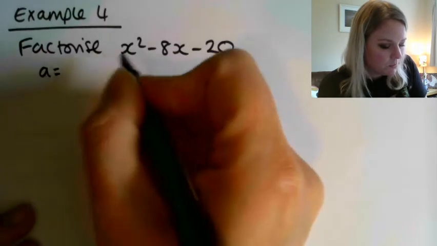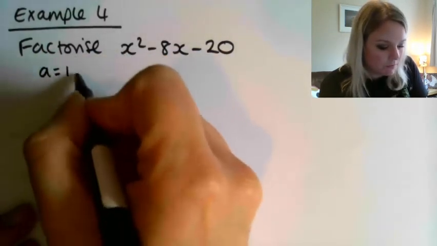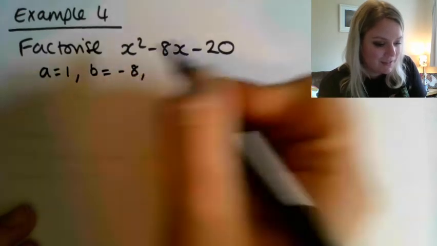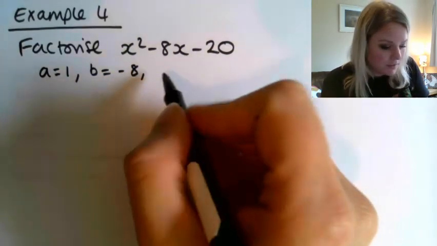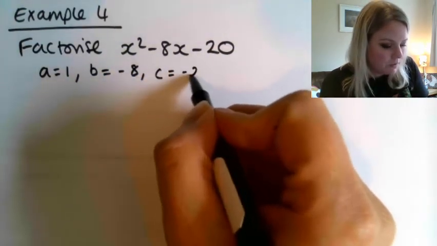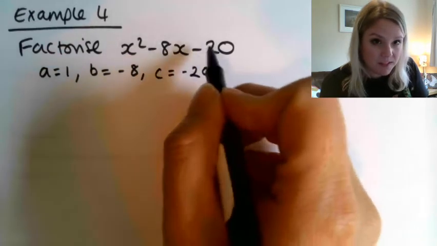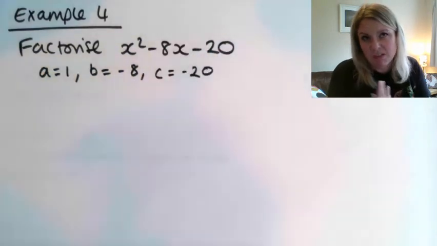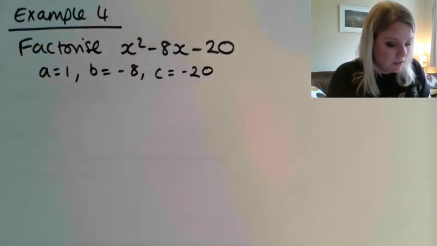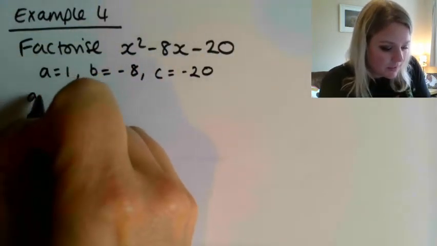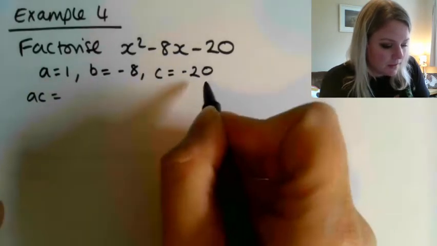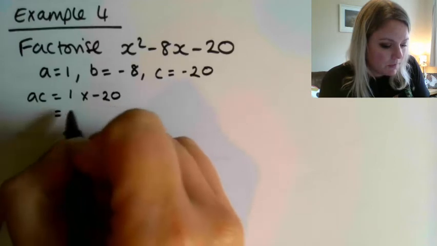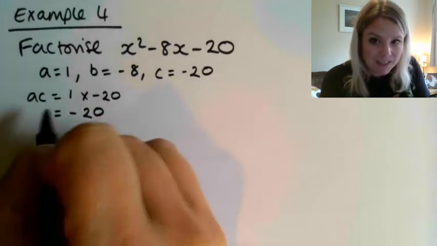So a, the number in front of the x squared term, is 1. B, the number in front of the x term, is minus 8. And c, the number on its own, is minus 20. Now you'll notice this time both of these are negatives, so that's going to make life another little bit awkward. Okay, now write out what AC is, so the product of A and C. So 1 multiplied by minus 20 gives me minus 20. So that's A and C both used.